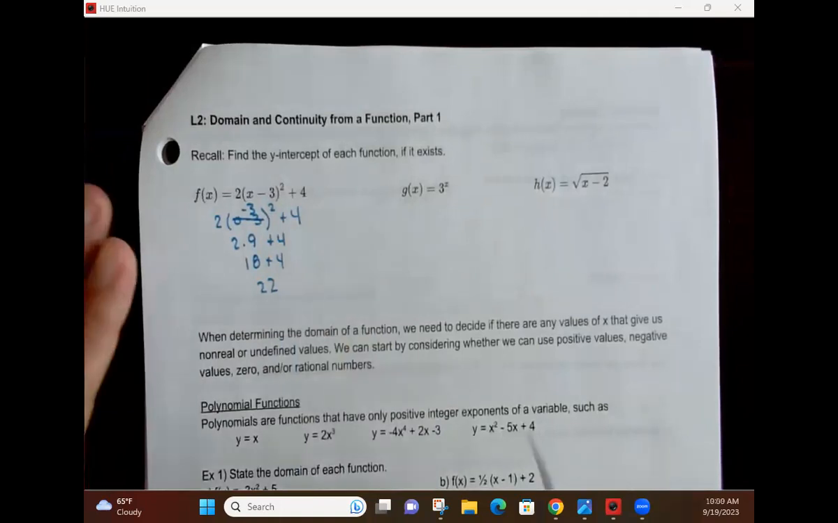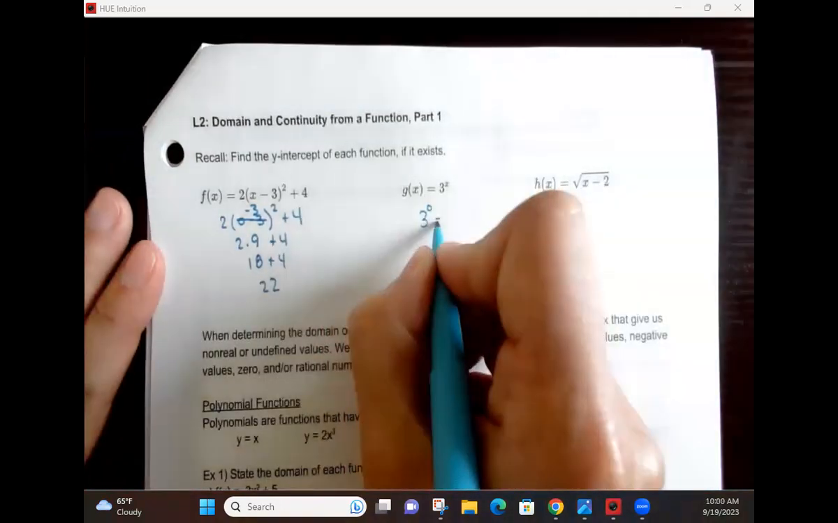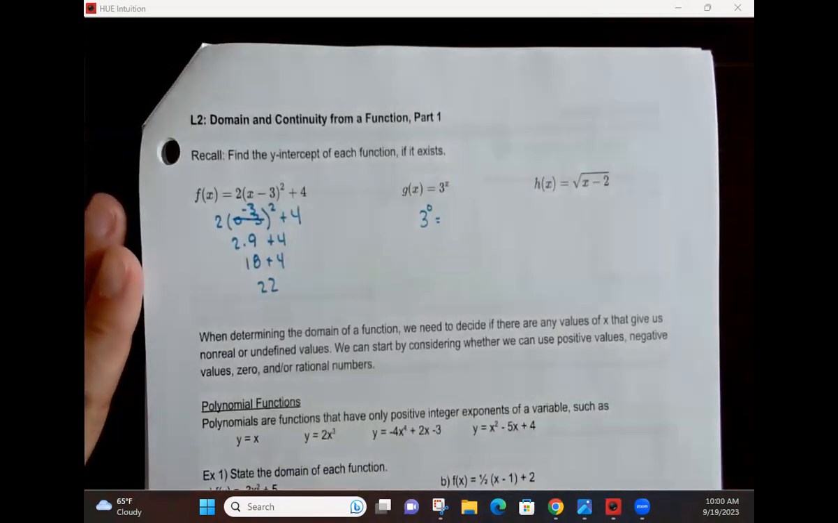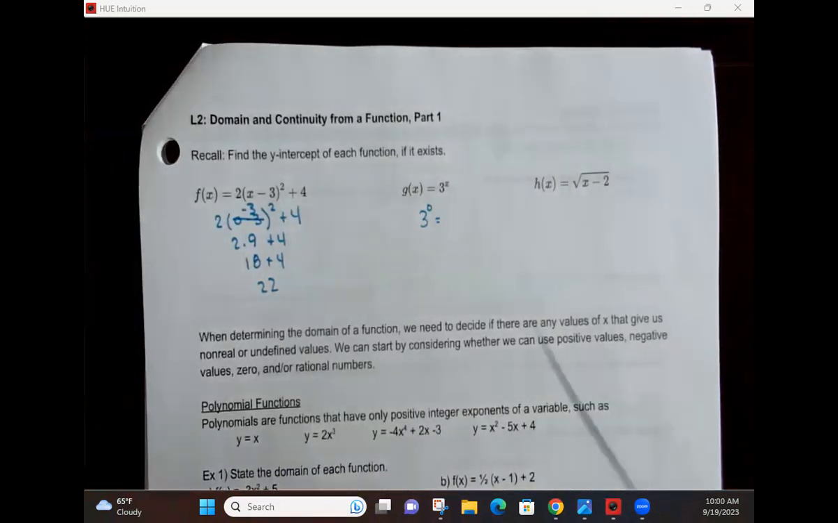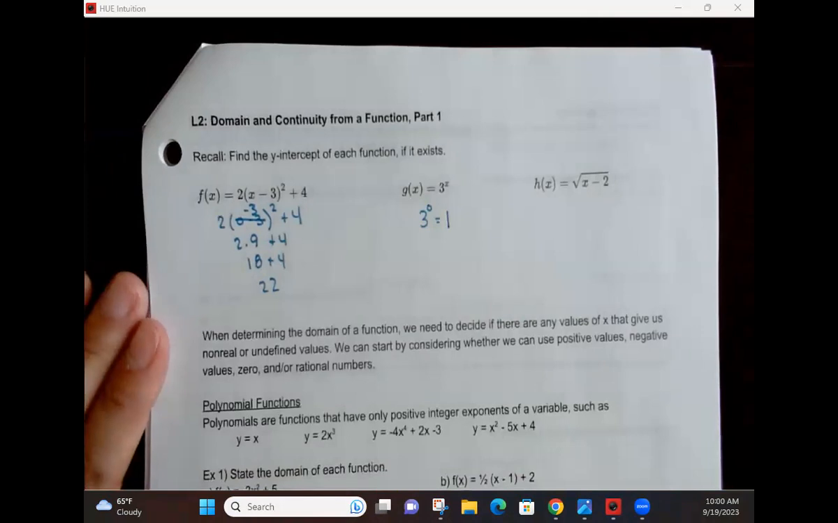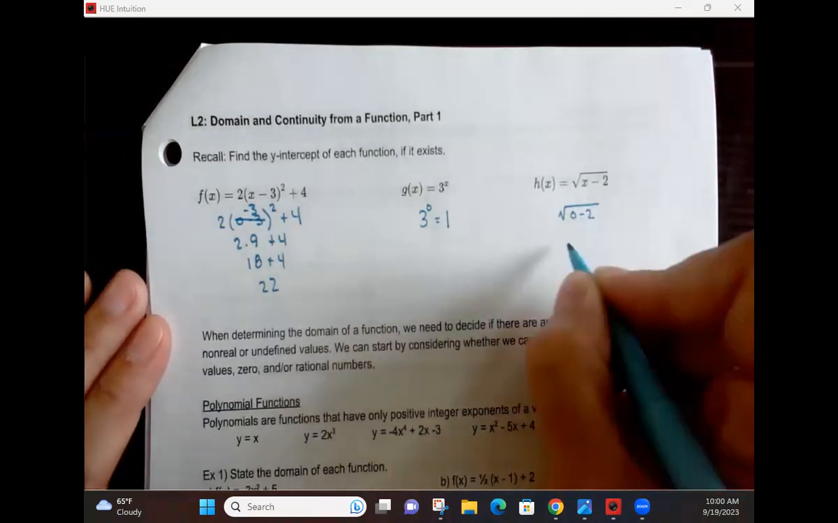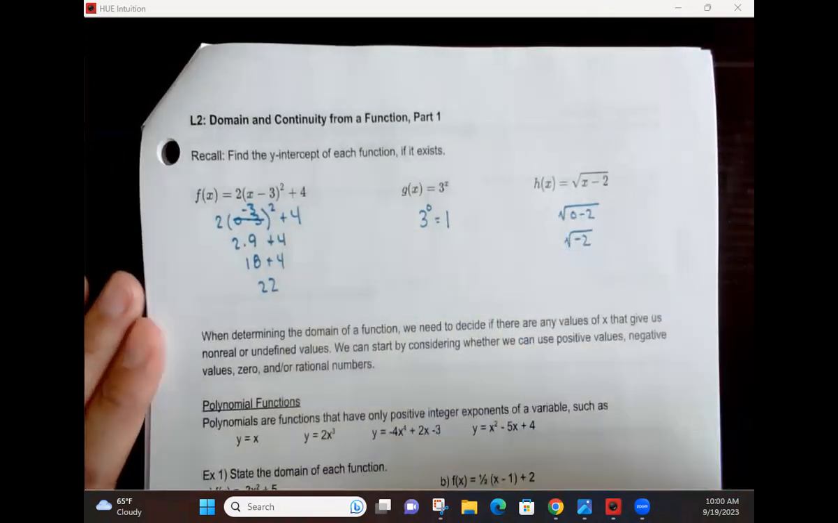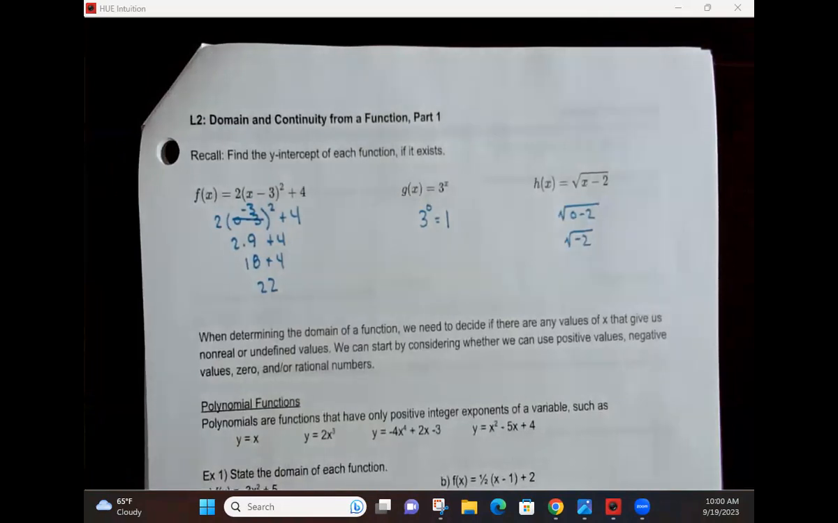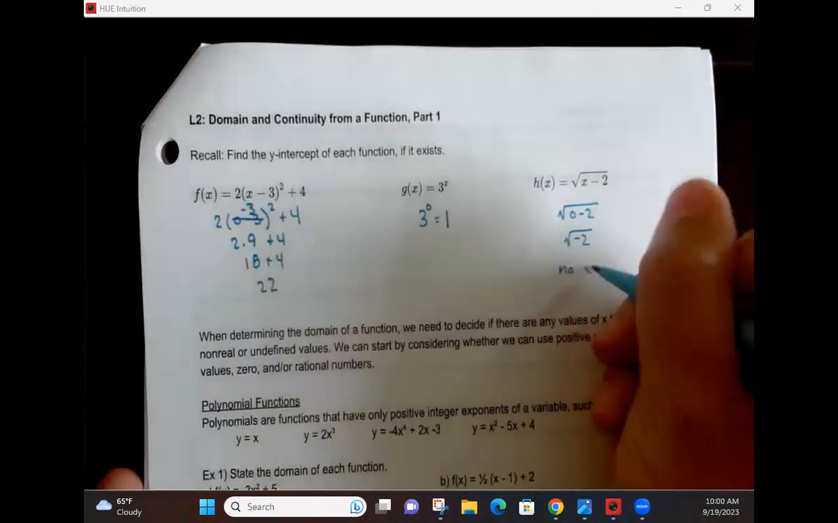For our second function, if I plug in 0 for x, what do we get for our y-intercept? 1, right? 3 to the 0 power is 1, so we have a y-intercept at 1. And then for our final function here, I've got the square root of 0 minus 2. So we get the square root of -2. What does that tell us about a y-intercept? We're undefined at that point. We don't have a y-intercept.